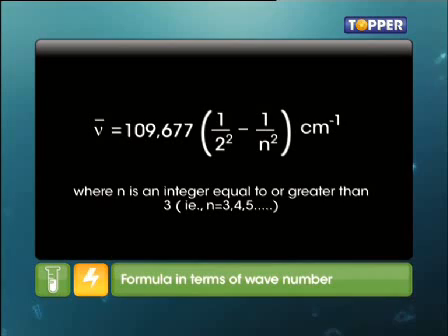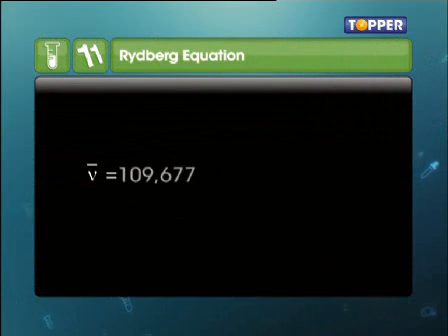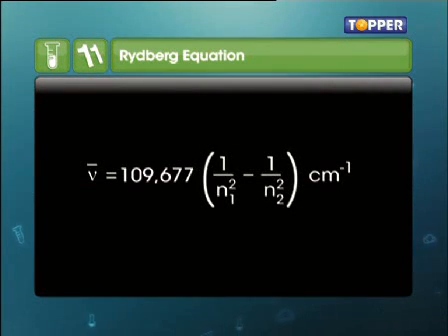In 1885, a Swiss schoolteacher, Johann Balmer, showed that the wavelengths of the visible lines of hydrogen fit in a simple formula in terms of wave number. Later, on further research, additional lines were found to occur in the ultraviolet and infrared regions of the hydrogen spectrum. Soon, Balmer's equation was extended to a more general one called the Rydberg equation, which allowed the calculation of the wavelengths of all the spectral lines of hydrogen.